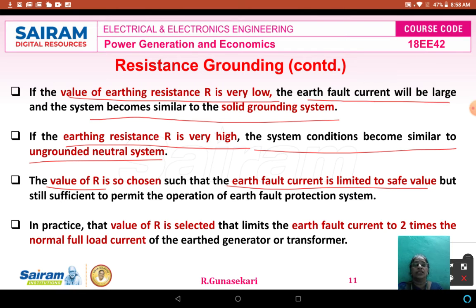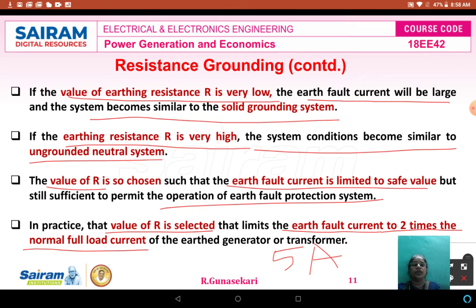Still, resistance grounding is used to permit the operation of the earth fault protection system. The value of earthing resistance R is selected to limit the earth fault current to 2 times the normal full load current. For example, if the normal full load current is 5 amps, the earth fault current, 2 times the full load current, is equal to 10 amps. So if we are using resistance grounding, it reduces the current up to 10 amps.